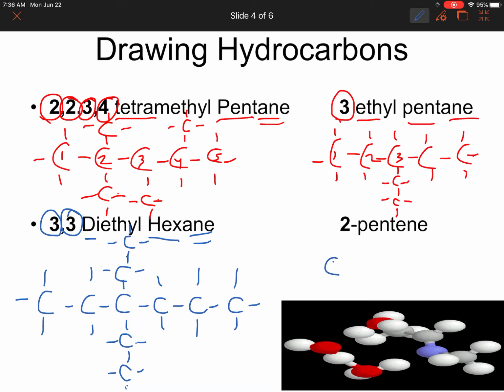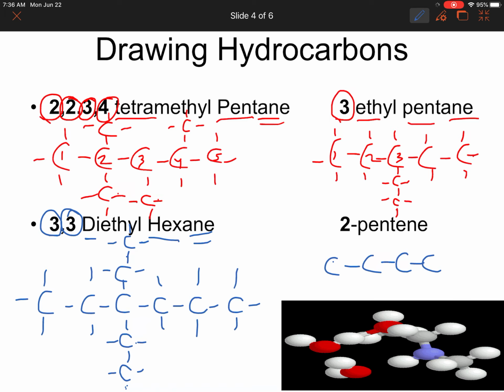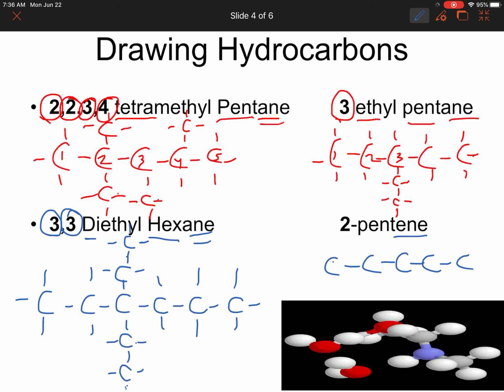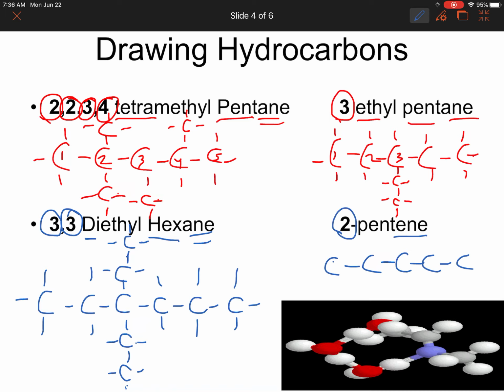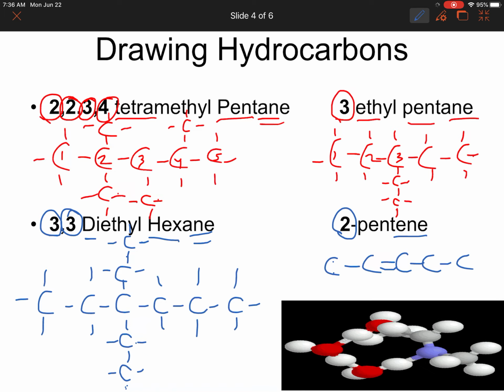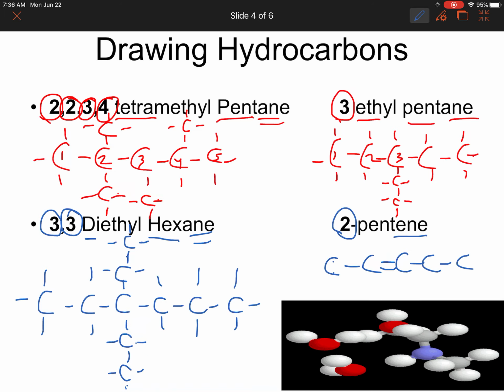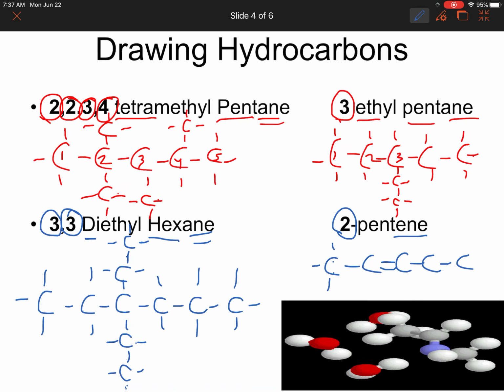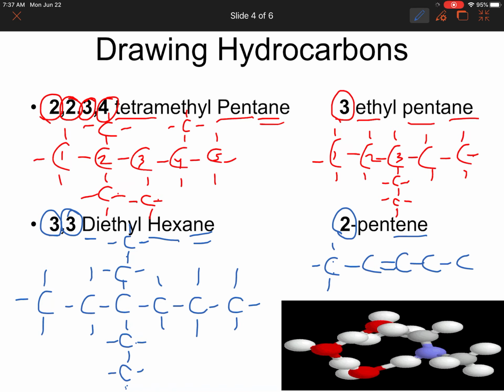Okay, we're back. Pent is 5 carbons. 1, 2, 3, 4, 5. Ene means, on table Q, that there's 1 double bond. Where's it located? On the number 2 carbon, going from left to right. 1, 2, there's a double bond there. Now don't forget, carbon can only hold 4 bonds. This carbon, the second one, has 2 on the right, 1 on the left.